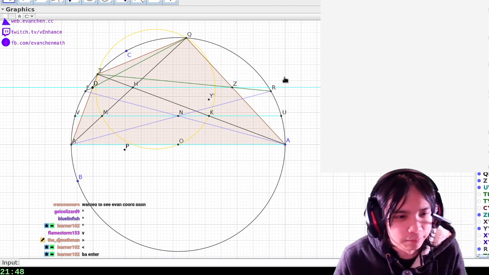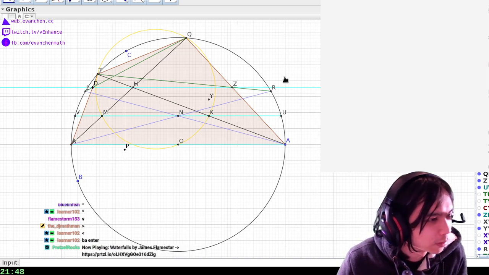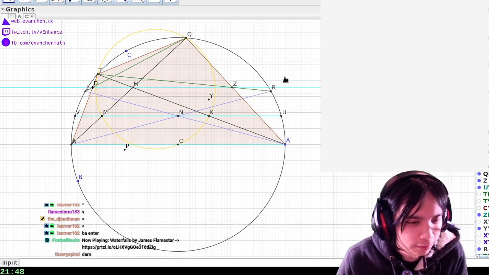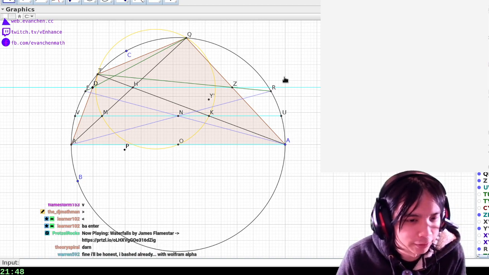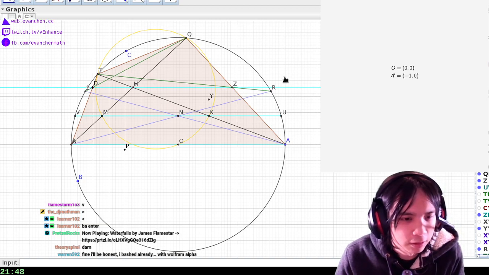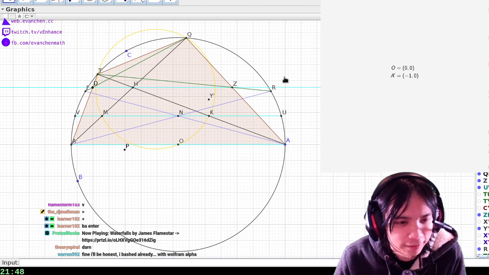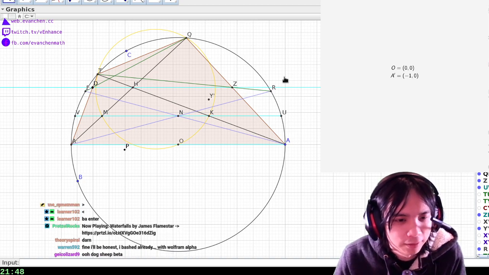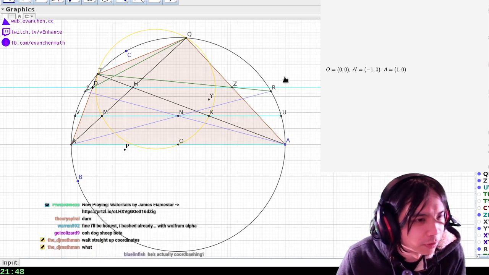Okay, so O is 0, 0. A prime is minus 1, 0. Actually, let me not. I'm not even going to play these because these are so short. Ah, frick! I can't type. A is 1, 0. H is AB. Alright.